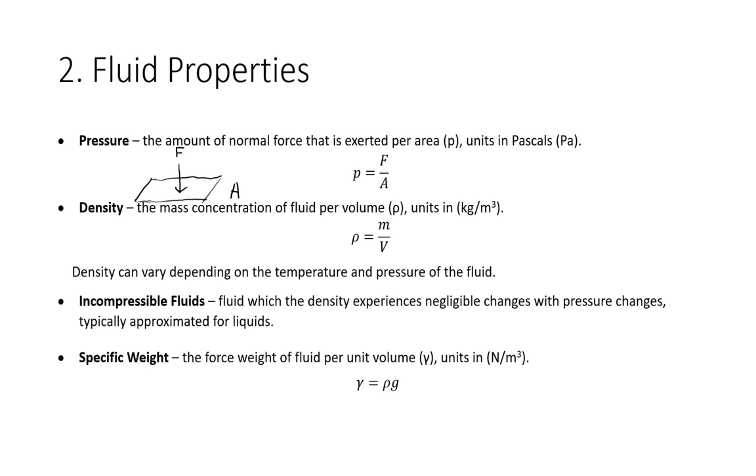Now we would like to start defining some properties that we commonly use to describe fluid systems. So first off, we have pressure, denoted by the symbol P, which equals force divided by area. And this is the amount of normal force that is exerted per area.